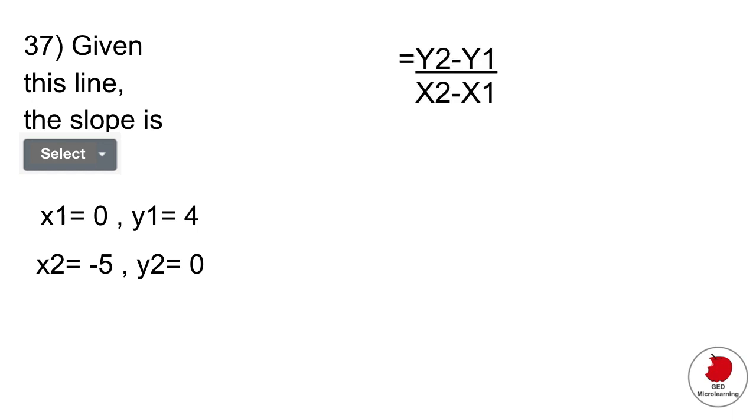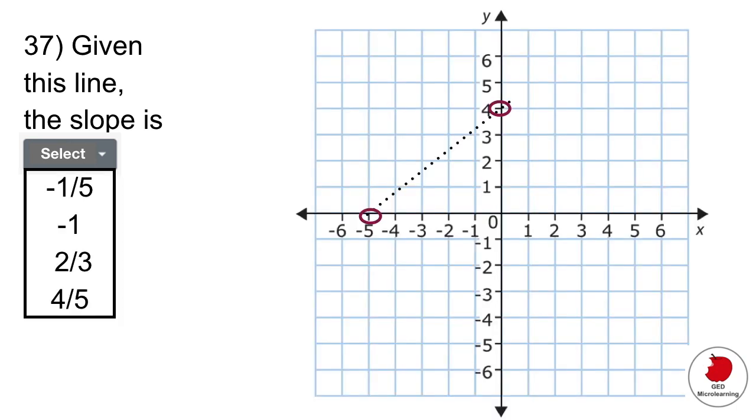So if you plug these numbers into your equation like that, okay, we would say 0 minus 4 on the top, and minus 5 minus 0 at the bottom, which gives us negative 4/5, which, minus 4 over minus 5 is a positive number. So that's your slope. All right, so your answer would be this one.